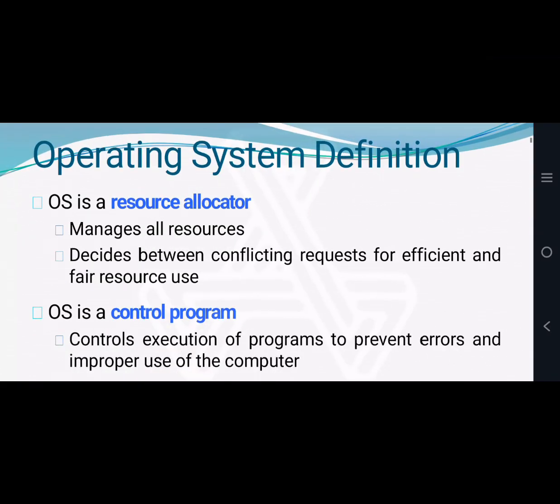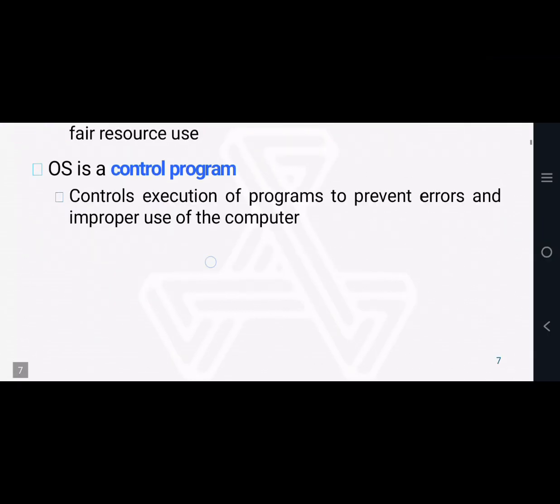Operating system definition: the OS is a resource allocator. It manages all resources and decides between conflicting requests for efficient and fair resource use. The OS is also a control program. It controls execution of programs to prevent errors and improper use of the computer.